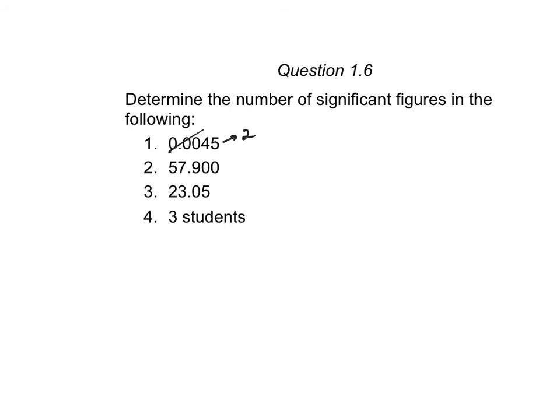What about number 2? 5, right? So these are trailing zeros that come after a decimal place, so they do count. We would count them as 5. What about number 3? 4. So we have a 0 that is sandwiched in between 2 non-zero numbers, so it gets to count. And then what about 4?